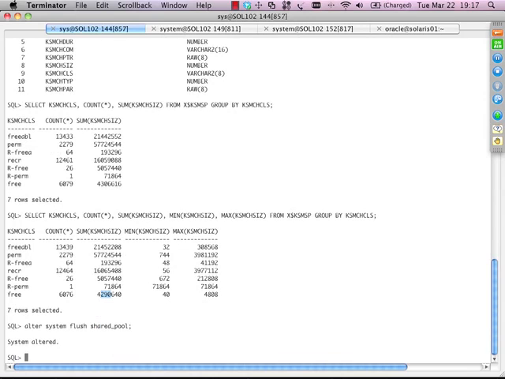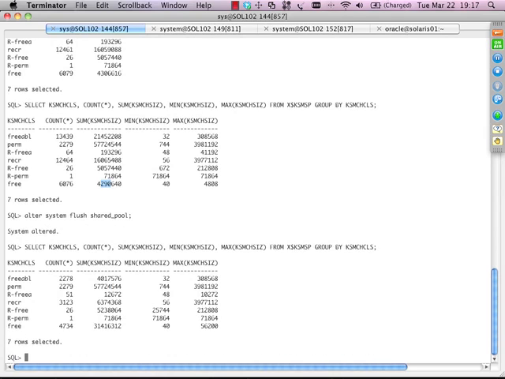In my case, let's see what happens here. Obviously, you don't want to flush your shared pool in your busy OLTP environment, but sometimes that's used as a quick and dirty workaround. So you see, I flushed the shared pool. Now the number of free chunks went smaller, and the total space went up. We now have 30 megabytes. We used to have 4 megabytes only. So we have 30 megabytes of free space.